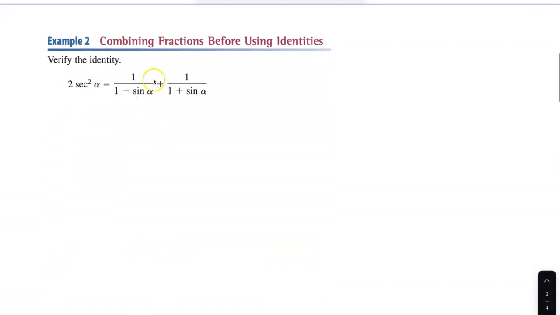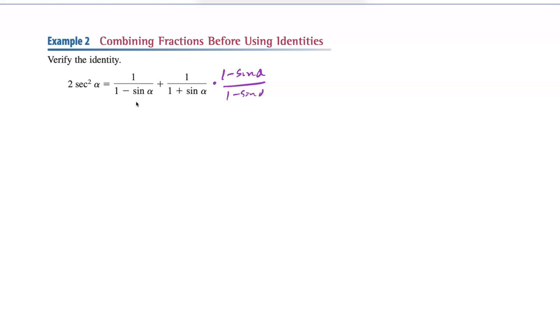Here's the next one. So here, we're trying to make this guy look like this guy. I'm going to work on the more complicated side by far. This one kind of has the opposite problem. I have two things here, I have one thing here. So I'm going to want to combine these, which means I need a common denominator. So this is 1 minus sine, this is 1 plus sine. This guy's missing the 1 minus sine. Multiply both top and bottom by 1 minus sine alpha.